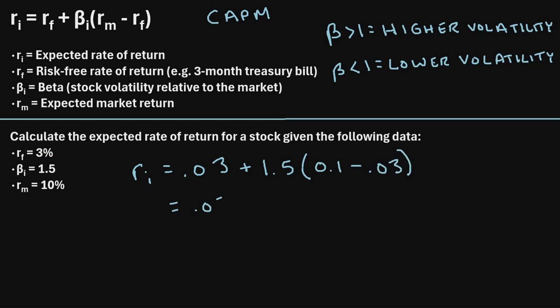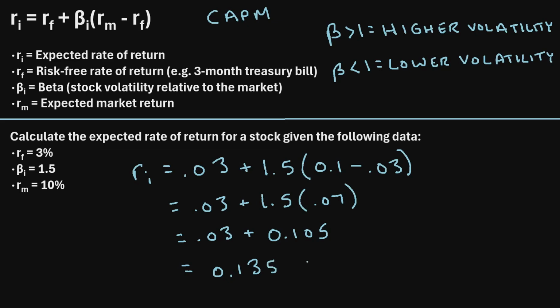So we get 0.03 plus 1.5 times (0.1 minus 0.03), which is 0.07. So we get 0.03 plus 1.5 times 0.07. That turns out to be 0.105. And then if we add these two values together, that turns out to be 0.135, or as a percent, that would be 13.5%. So this is the expected rate of return based on the capital asset pricing model.